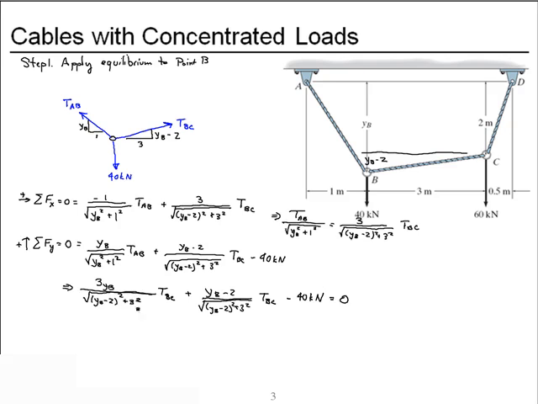So now I have the same denominator for each of these two. Both of them are in terms of the tension in BC. So let's consolidate terms. We'll get 4 times YB minus 2 over that hypotenuse equals 60 kilonewtons. And we'll call this equation 1, and we'll come back and use it in a little bit.